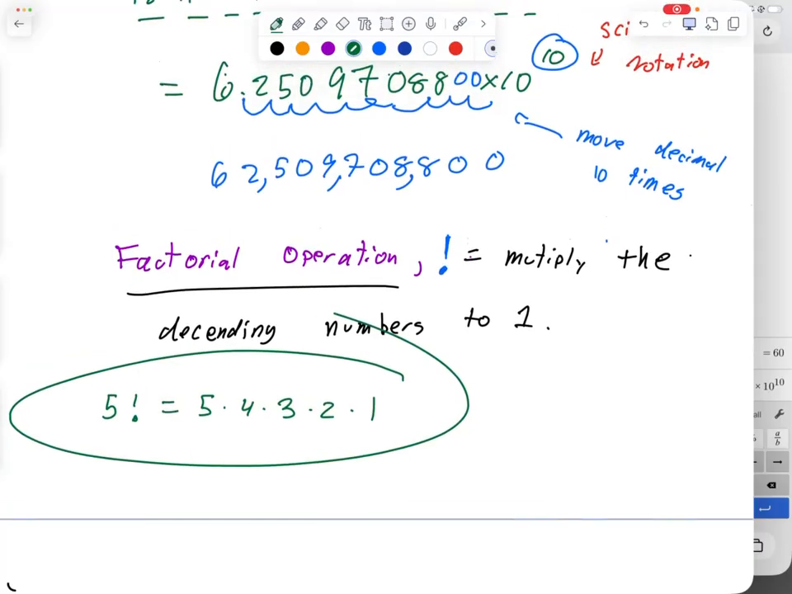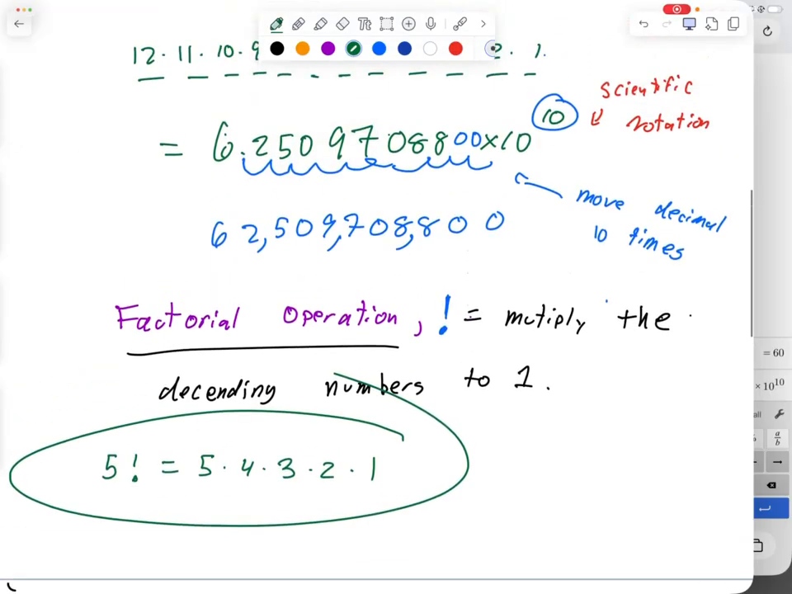Okay? So for the example you had up top, we can simply write this as 12 factorial. Exclamation point. It's not 12! No, it's 12 factorial. Okay, so we read that in mathematics. It's not a screaming 12. It's 12 factorial. Okay, factorial.